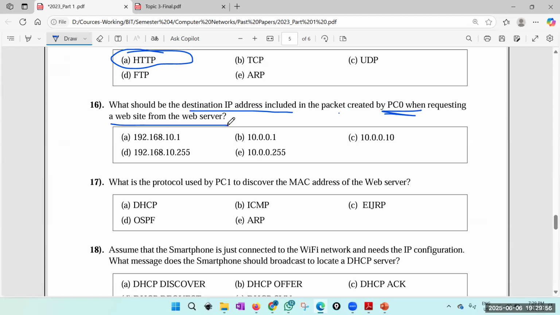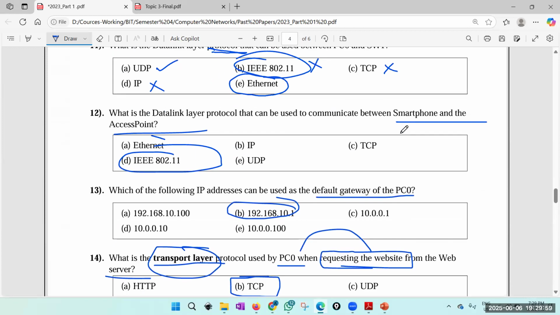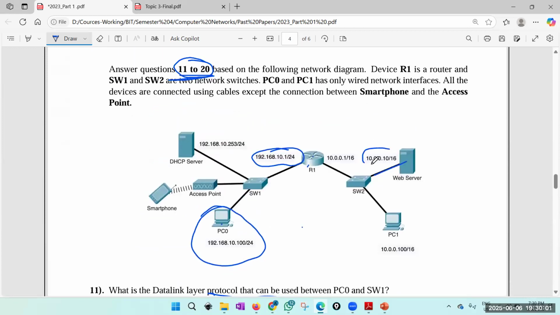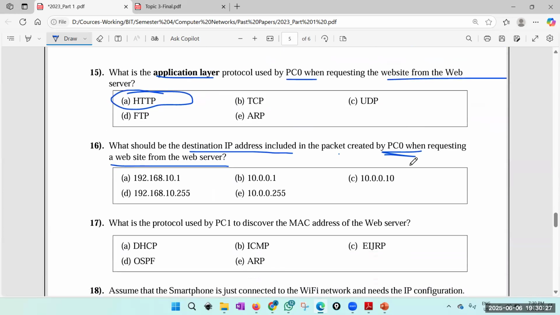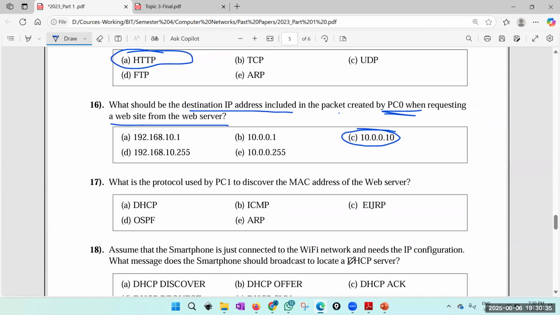16. What should be the destination IP address included in the packet created by PC0 when requesting a website from the web server? So that means this one's IP address, right? Assuming this is a public IP address, your data packet must go towards this. They have not mentioned whether it's public or private. But I'll go for 10.0.0.10, because that is the IP address of that. The destination IP address must be there, right? Because of the data packet. I'll go for C.